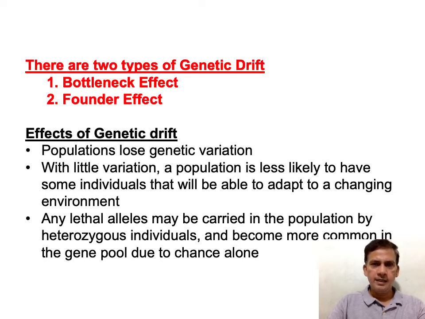However, on the contrary, if the two different populations have different gene pools, and there is more variation, so there was less genetic drift and more variation, then it is possible that because of the natural catastrophe, population A or population B may have better chances of survival. They may have better adaptability to nature. So any lethal allele may be carried in the population by heterozygous individuals and become more common in a gene pool due to chance alone.